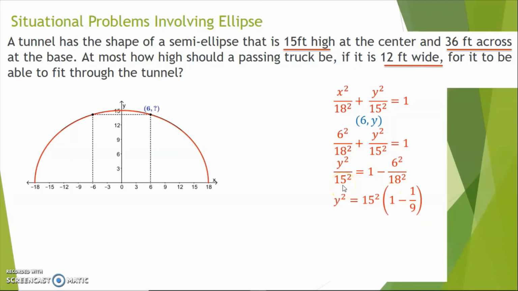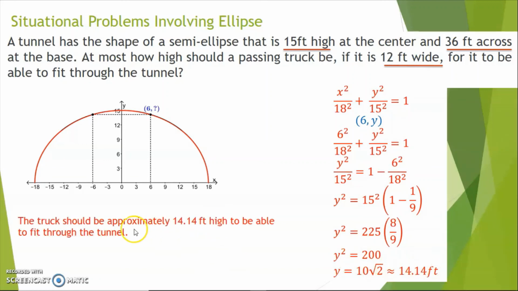Cross multiply with 15 squared. So simplifying further, we will have y squared equals 225 times 8 over 9 or y squared equals 200. Get the square root of both sides. We will end up with 10 square root of 2 or that is approximately 14.14 feet. So therefore, the truck should be approximately 14.14 feet high for it to be able to pass through the tunnel.